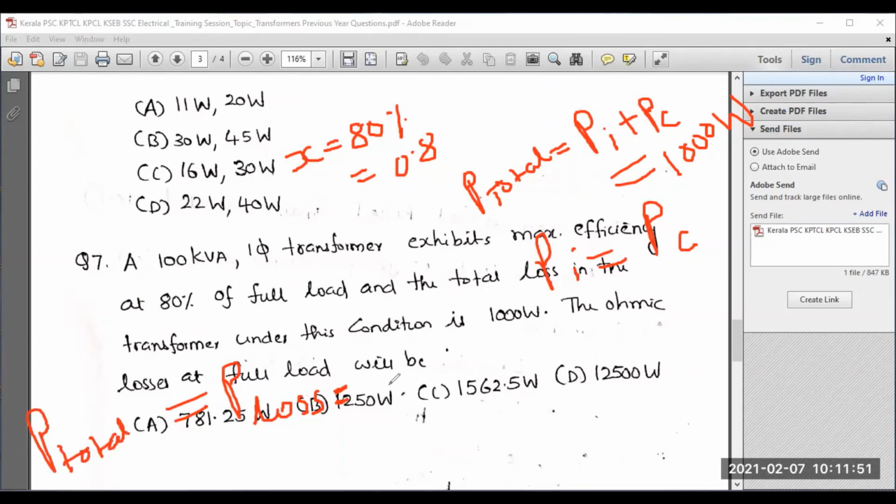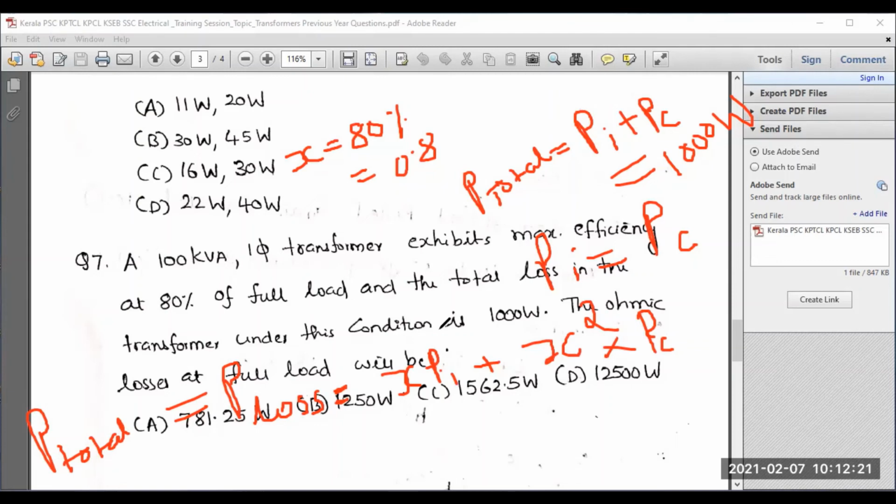P total equal to P loss, that is 100% right. So X into Pi, where X is the fraction of full load, X into Pi plus X square into Pc. Where X into Pi is known as iron loss, or you can call core loss, and X square into Pc is known as copper loss. Here, what is our ultimate goal? Our ultimate goal is to calculate the copper loss.